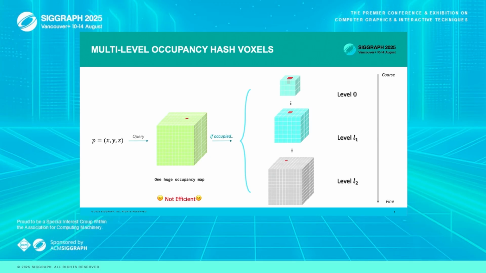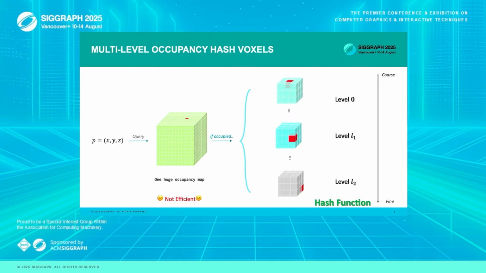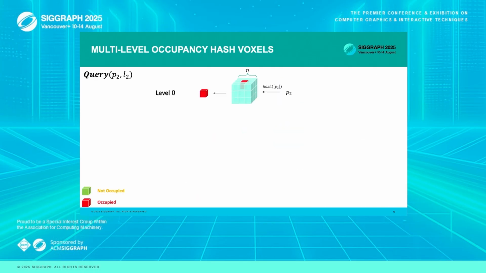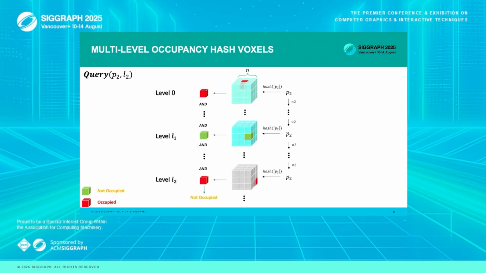Therefore, we applied a hash function on top of that, so that the occupancy map in each level only requires a small number of voxels, just like this. With this, when querying the multi-level occupancy hashing voxels, it first gets the integer coordinates at the current level, then applies the hashing function to get the index of the corresponding voxel, then repeats this operation until it reaches the desired level. All the query results are logically ANDed together to determine whether the current position is occupied or not.